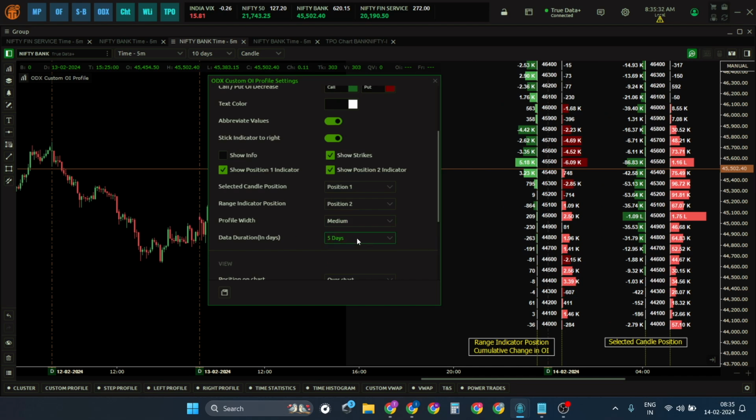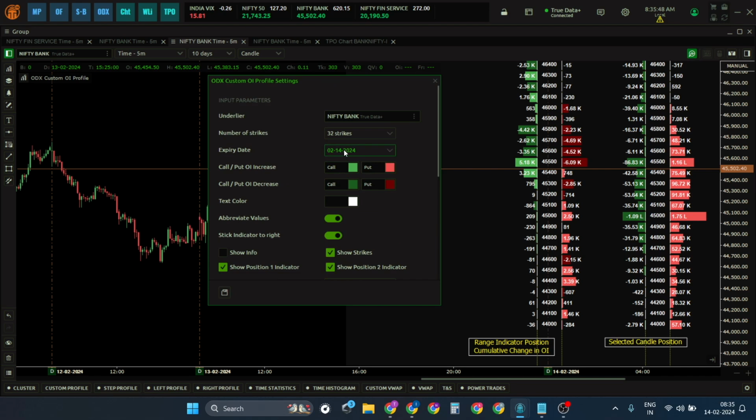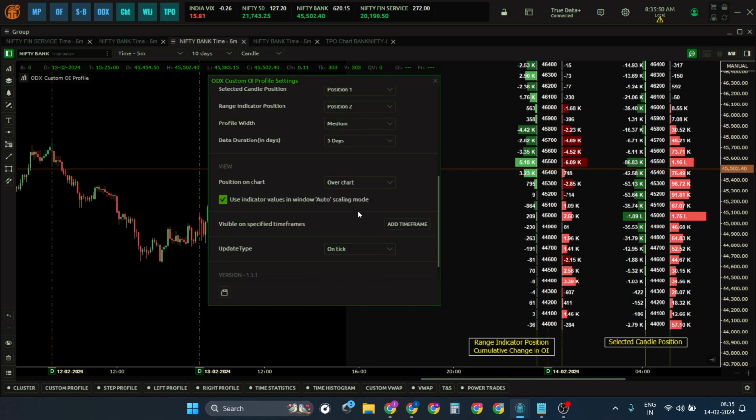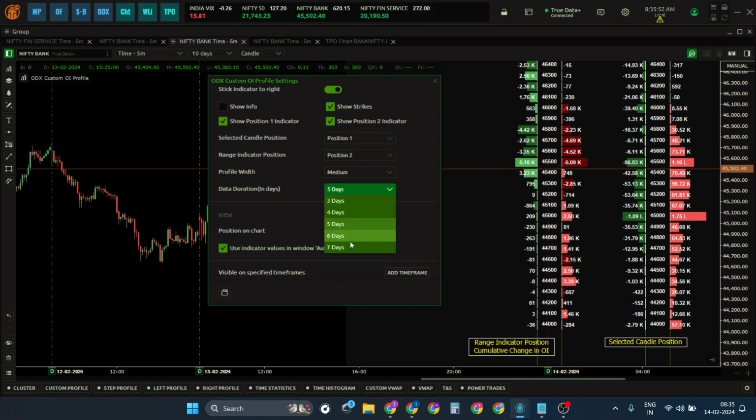Now coming to data duration. You cannot get the previous expired contracts' data, but you can see the current active contracts' data and the next contracts, as I showed you. Let me show you again. You can select from here and see the max data up to 7 days, which includes 2 days of holidays. For active contracts you can watch 5 days of data.